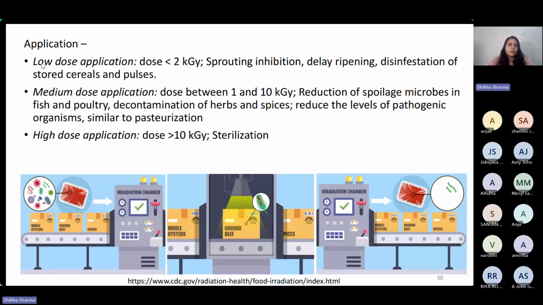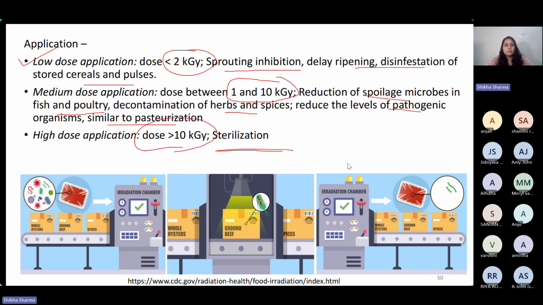We can have a low dose of less than 2 kilogray. It is used for sprouting inhibition, delaying ripening and disinfection of stored cereals and pulses. Medium doses, like 1 to 10 kilogray, are applied for reduction of spoilage microorganisms in fish and poultry, decontamination of herbs and spices, and reduction of the level of pathogenic microorganisms, similar to the pasteurization process. And high doses, greater than 10 kilogray, are used for the sterilization process.